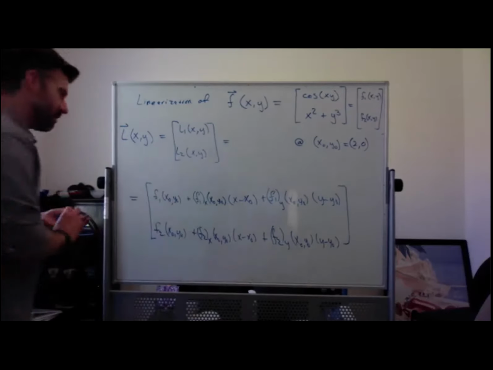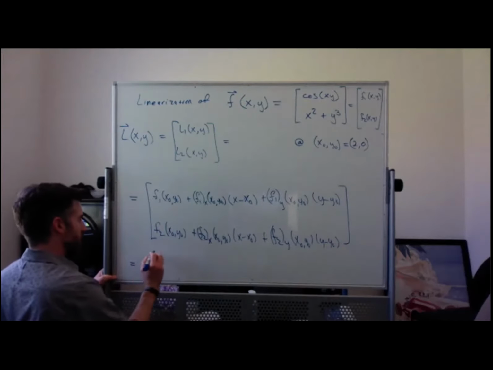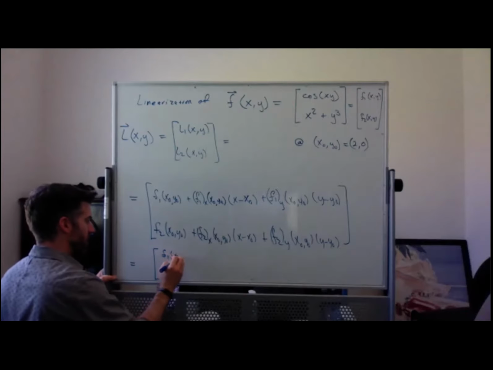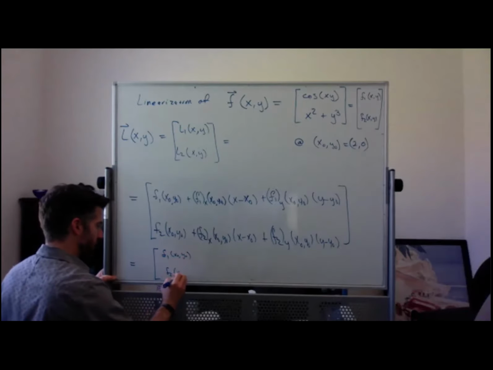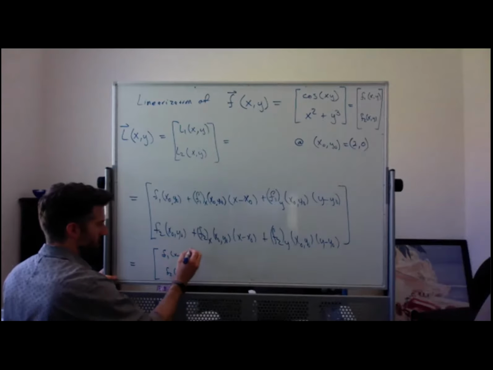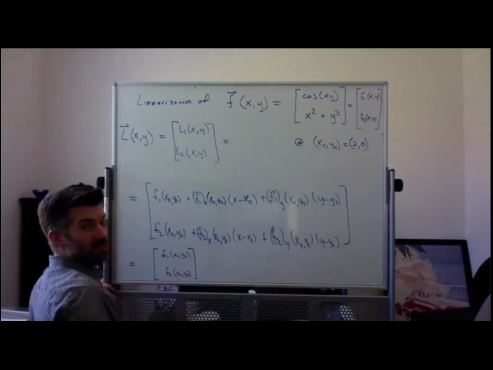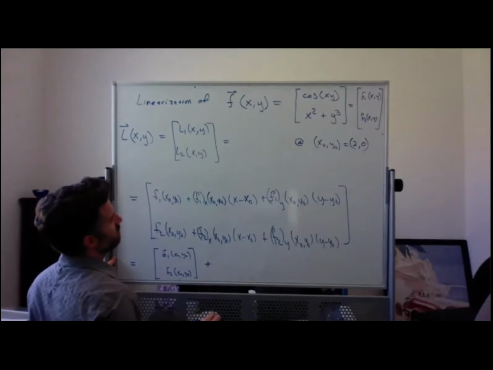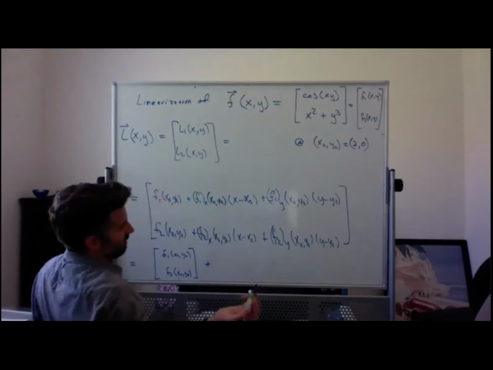I'm going to try and fit this down here just so you guys can see it on the same page. This is going to look like f1 evaluated at x naught, y naught, f2 evaluated at x naught, y naught. Those are the two components of that vector. And then all of this is going to look like some matrix multiplication. Matrix multiplication? Or is it a dot product? No, matrix multiplication. Okay, same difference really.